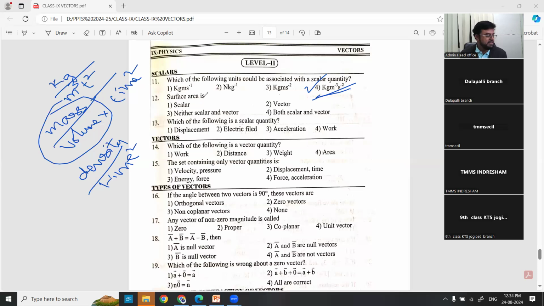Surface area. Surface area, no doubt, it is a scalar. There is no specific direction for area. It expands in any direction. Okay? Surface area is a scalar quantity.